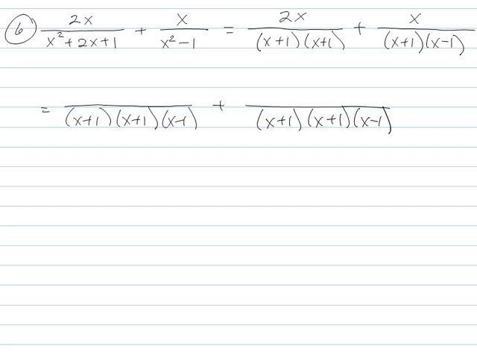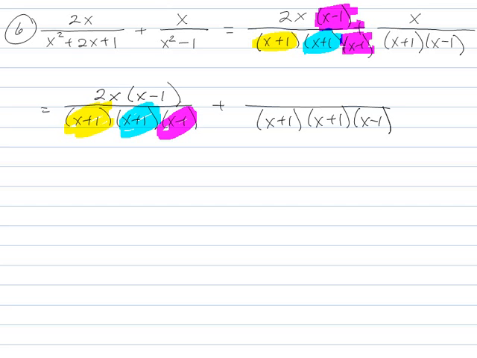Okay? So I've got an x plus 1 and an x plus 1. I have an x minus 1 and I'm missing an x minus 1. So that's what I need to multiply the top and the bottom by to make it match. Okay. So I've got 2x times x minus 1.